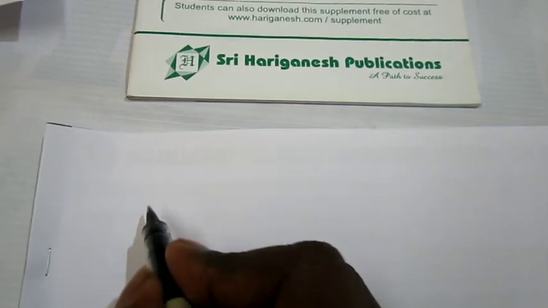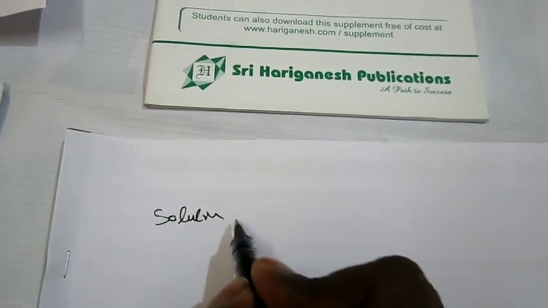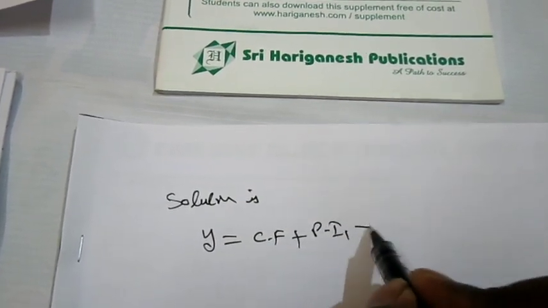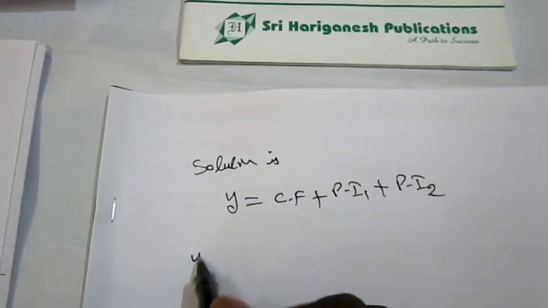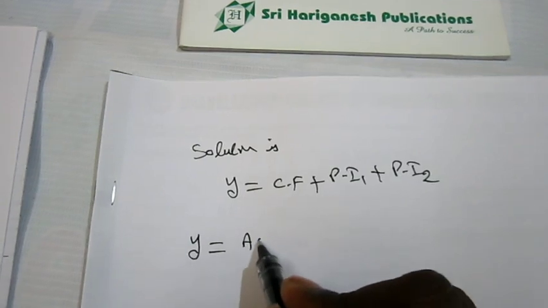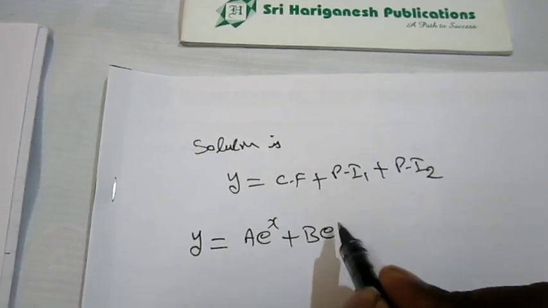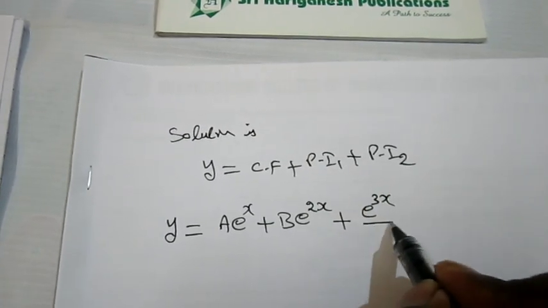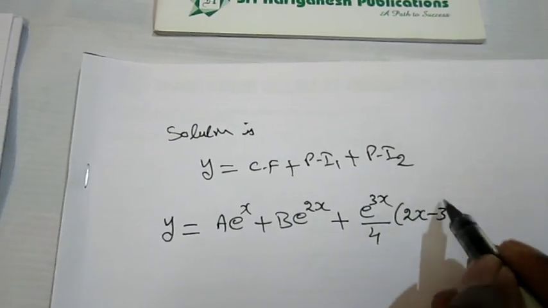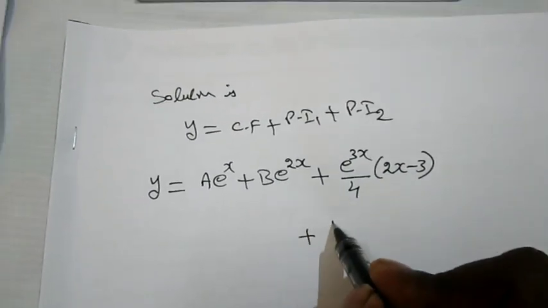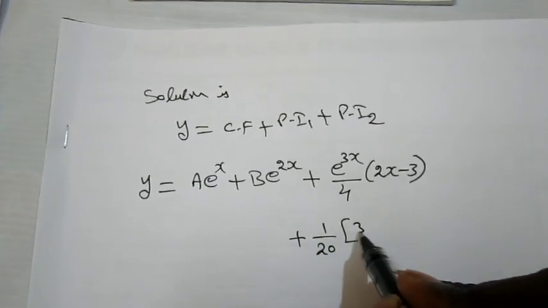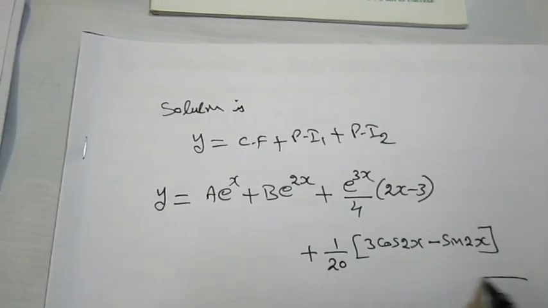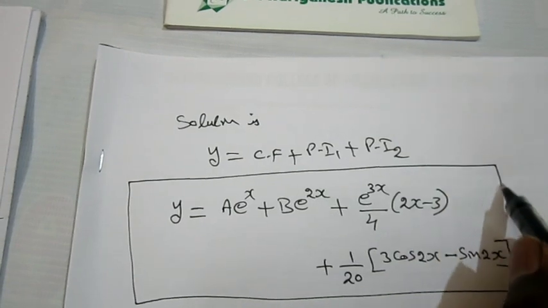So next the solution is y is equal to CF plus PI1 plus PI2. So we found all the values. CF is a e^x plus b e^(2x), and the particular integral 1 is e^(3x/2)/4 into (2x minus 3), and the particular integral 2 is 1/20 into (3 cos 2x minus sin 2x). So this is the solution of the given differential equation.